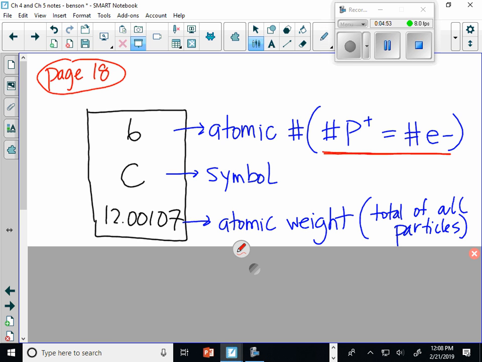And we'll spend a little bit of time later in the week when we talk about the charges on this, but for right now, we're just going to say that they are equal. And then the atomic weight is the total of all particles. So if you can't get that copied down as quickly, go ahead and pause and write that down.